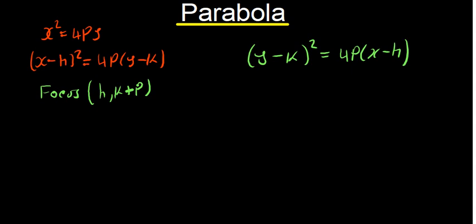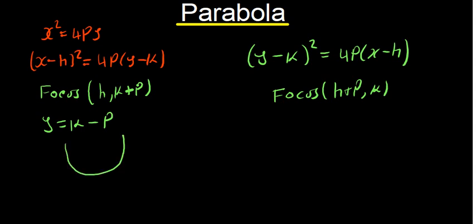Then for this part, our focus is going to be h plus p comma k, like that. Then what about the directrix for this one? It's going to be y equals k minus p, and this makes a lot of sense because if you have your parabola like that, the equation of the directrix is just going to be cutting the y-axis like that. So y equals k minus p.